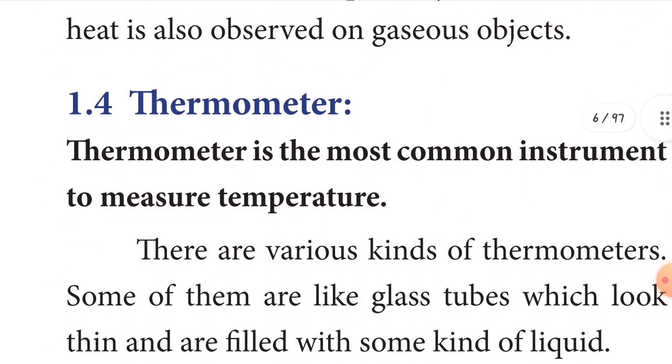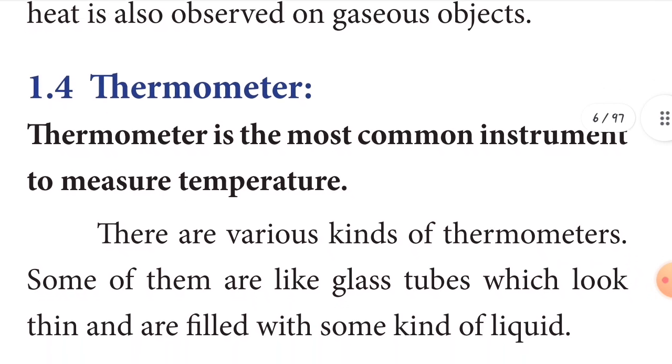Fine. Now let's see the thermometer. The thermometer is the most common instrument, children, to measure temperature, body temperature. For example, if you get a fever, you go to the hospital and see the doctor, and the doctor first writes how much temperature is in your body, for example on the Celsius scale or Fahrenheit scale. You know the normal body temperature, children, 37 degree Celsius.